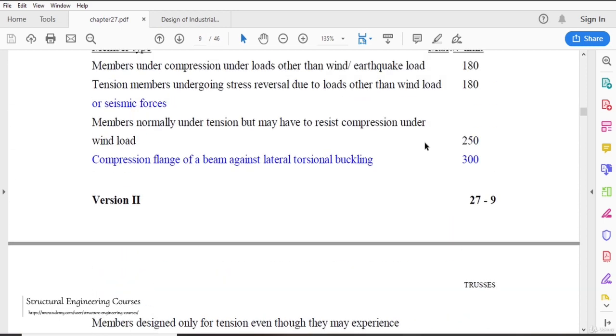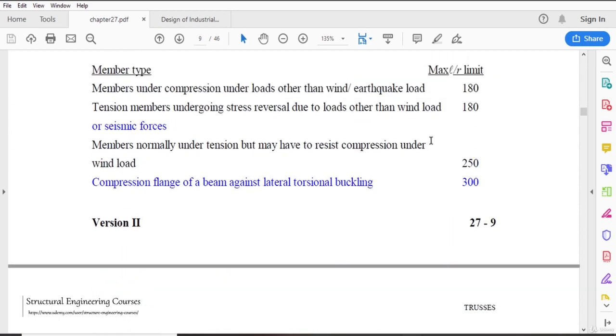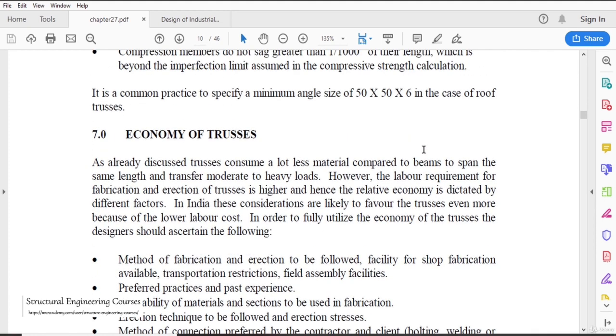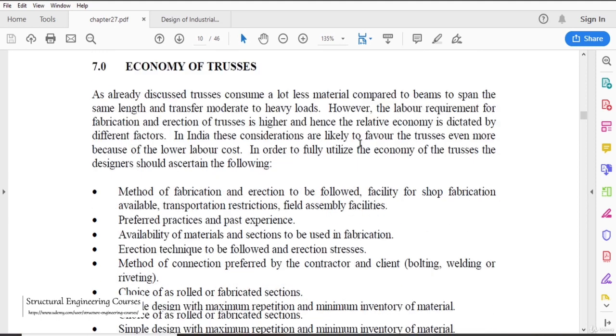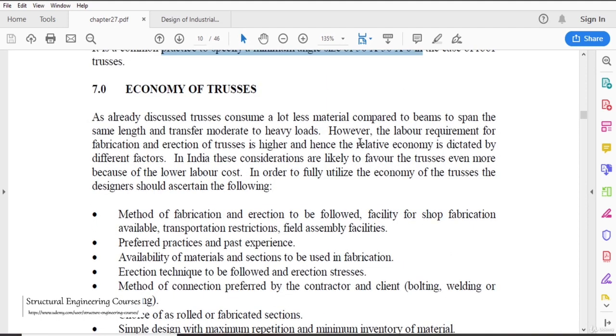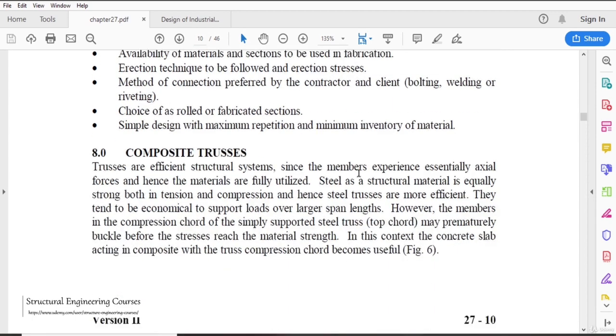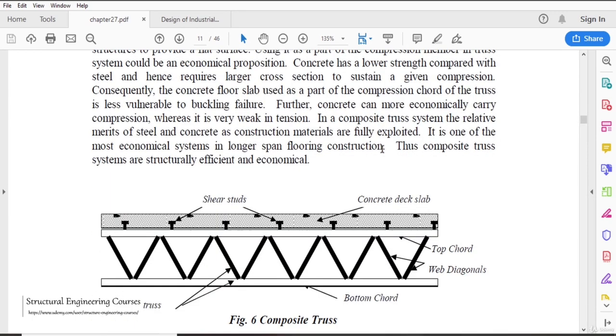This is a simple guideline for the slenderness ratio, that we should not make the structure much more slender. And it is also a very good specific guideline that the minimum angle section in the trusses should be 50-56, not less than that. And for the economy of trusses, how we can achieve that is, we should consider the method of fabrication, the availability of materials, erection techniques, method of connections, or whether we need to go with rolled or fabricated sections. So these are the simple guidelines.